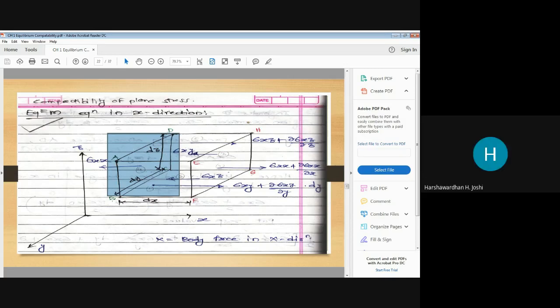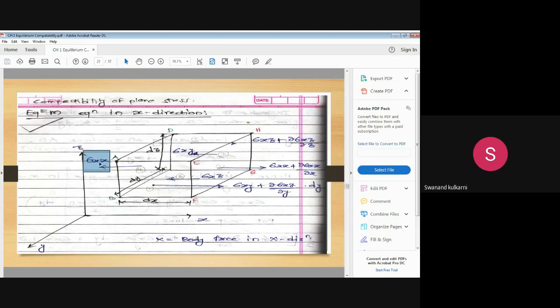Yes, sir. Okay. Now what is the opposite surface of ABCD? Surface EFGH is the opposite surface of surface ABCD. Is it okay? Surface ABCD and surface EFGH, both surfaces are opposite to each other. Are you getting these two surfaces? Yes, sir. Then the stress acting on surface ABCD is sigma xx.